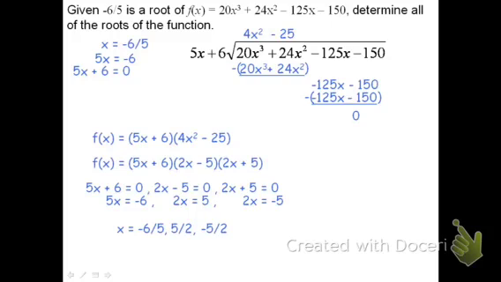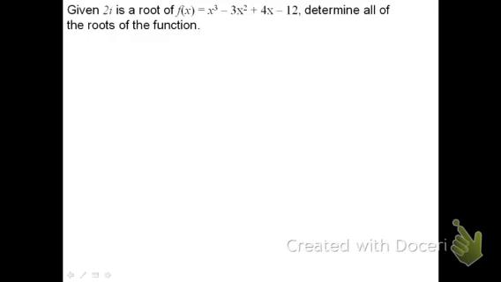Now we're going to take a look at one last example, and this one is a little bit tougher. In our last example, we're given that 2i is a root. This is an imaginary root. Now you have to remember that all imaginary numbers come in pairs. If one root is 2i, then another root would have to be negative 2i. Again, imaginary solutions come in twos. You always have the plus and minus values.